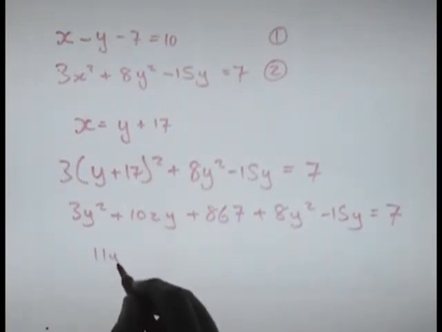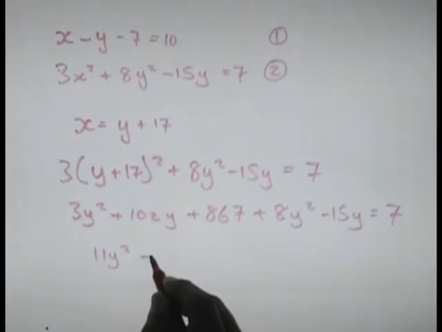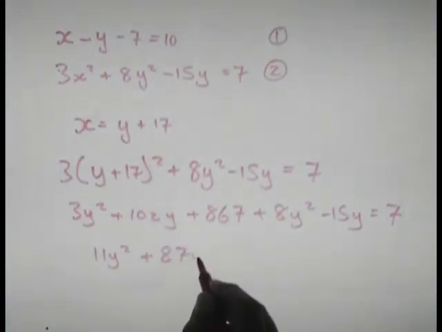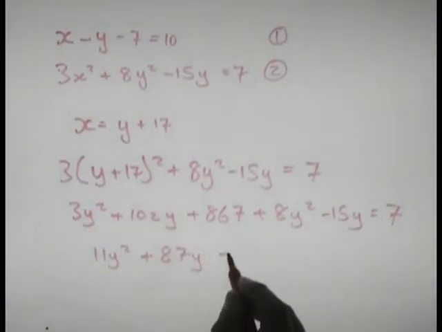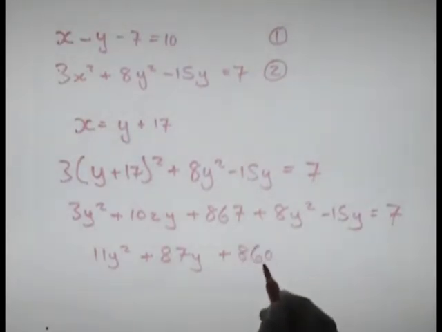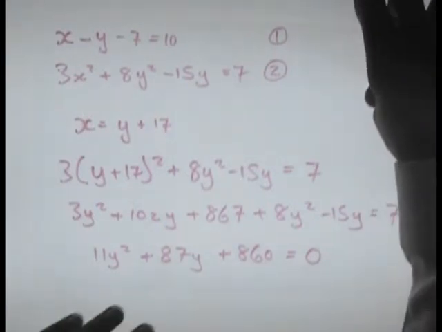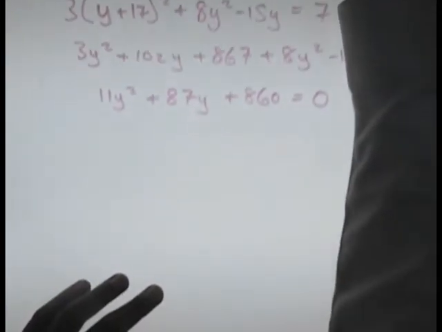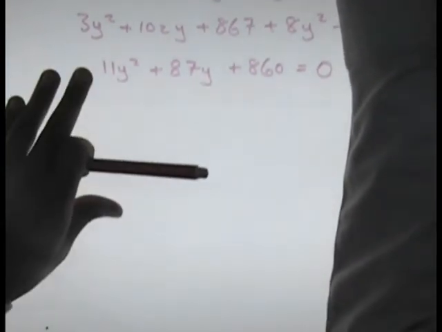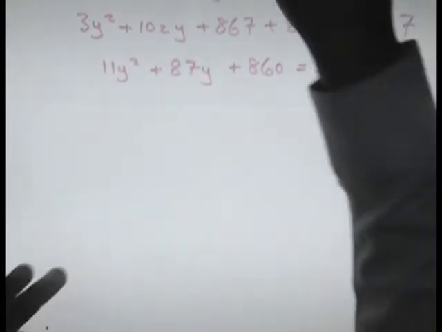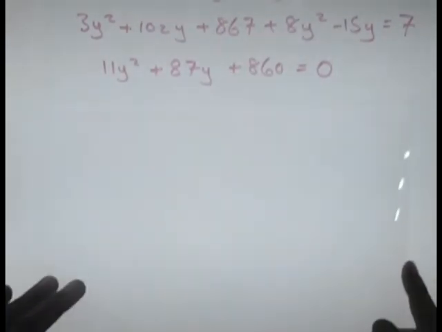That translates to 11y squared plus 87y plus 860 is equal to 0. You can try and factorize this. It will be much easier if you use the quadratic formula. Even though there are big numbers in it, you do have a calculator.